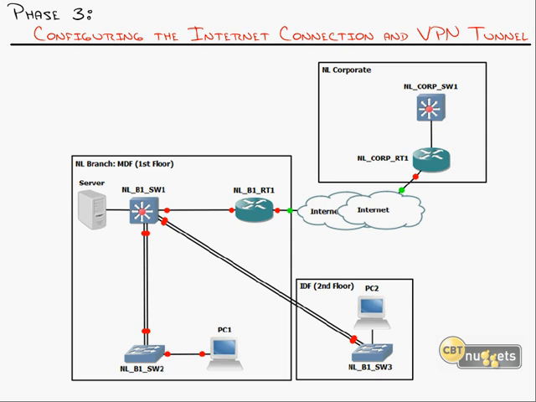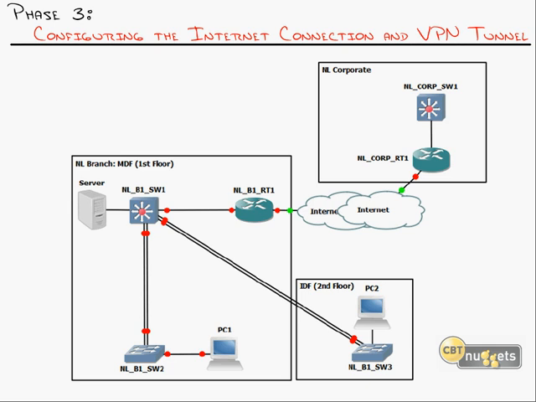Okay, back to the labs. We're into phase 3, configuring the internet connection and VPN tunnel. Internet connection, huge part of the CCNA. VPN tunnel, totally outside the scope of the CCNA, but huge for the real world, and was a big thing people wanted to know about on the feedback.